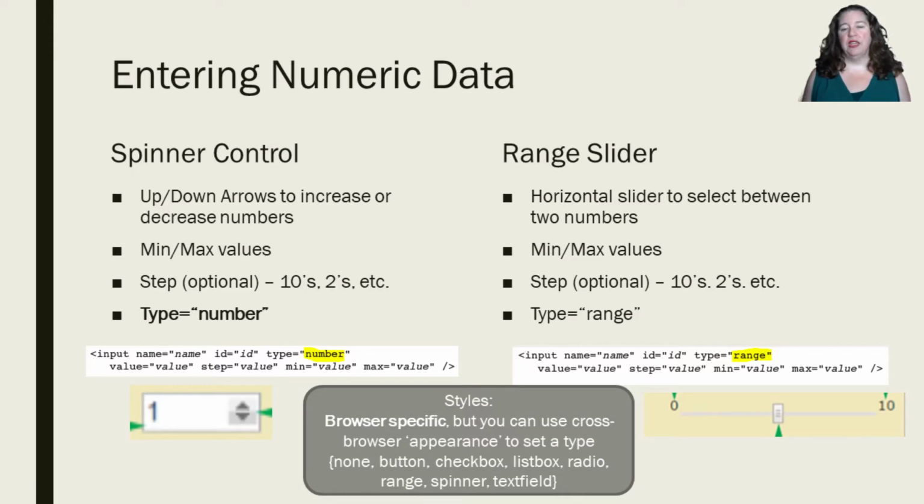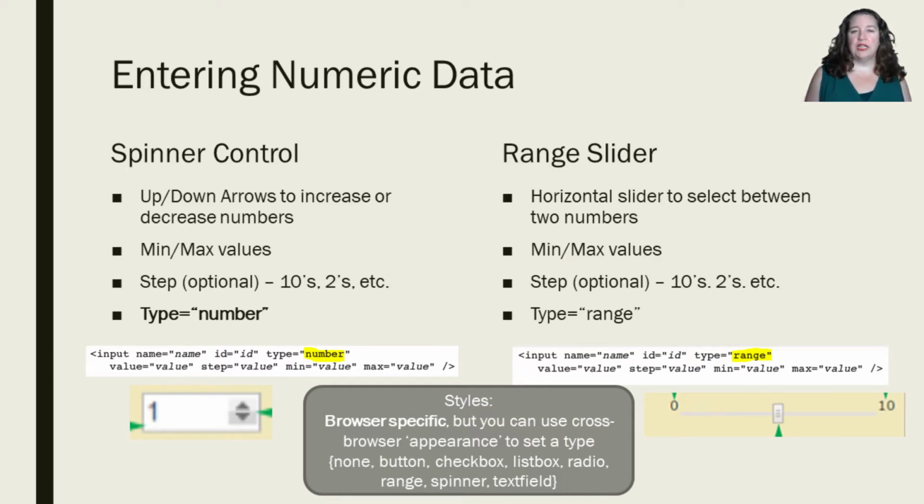Another option that we have is what we call a range slider. This range slider allows us to take the little slider and move it left or right to increase or decrease our number. This one, you give min and max values and steps as well. And you can use the type of range. So when you type in range, that is going to be the type that you get. So you automatically get a range slider. Both of these are browser-specific styles. So the styles are going to be dependent upon which browser you have, although you can use some cross-browser appearances to set the type and to give some CSS for these.